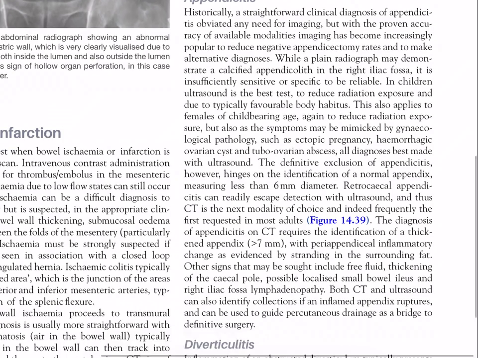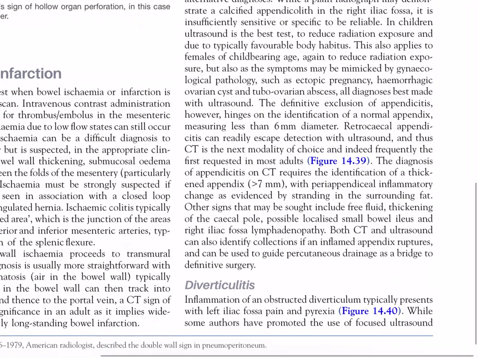Other signs that may be sought include free fluid, thickening of the cecal pole, possible localized small bowel ileus, and right iliac fossa lymphadenopathy. Both CT and ultrasound can also identify collections if an inflamed appendix ruptures and can be used to guide percutaneous drainage as a bridge to definitive surgery.